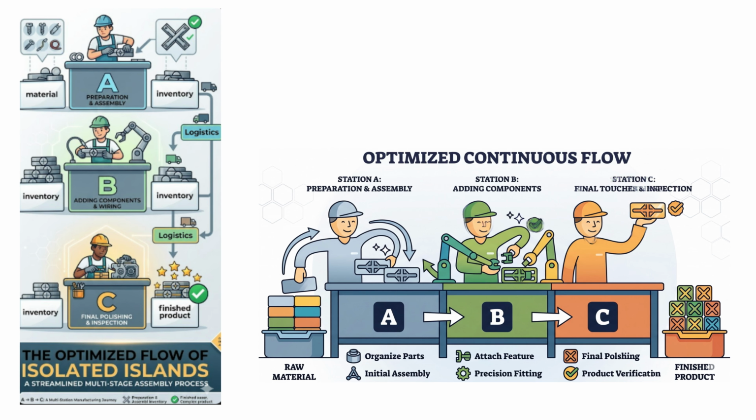Now look at the diagram shown here. In the top section, you see isolated islands. Processes A, B, and C are separated, and there is inventory buildup between each stage. This creates delays, increases lead time, and hides problems. In the bottom section, you see continuous flow. Processes A, B, and C are connected directly. Material flows smoothly from start to finish, and the finished product comes out without interruption.